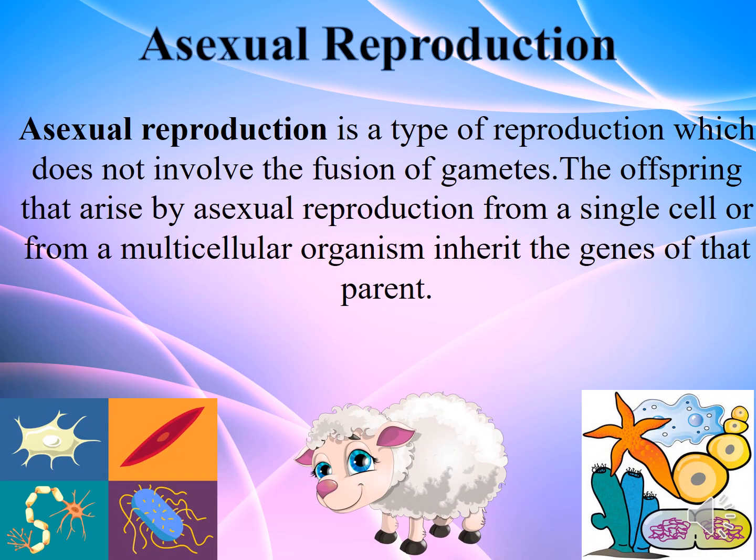Let us move on to the second type of reproduction, that is asexual reproduction. Asexual reproduction is a type of reproduction which does not involve the fusion of gametes. The offsprings that arise by asexual reproduction from a single cell or from a multicellular organism inherit the genes of their parent.